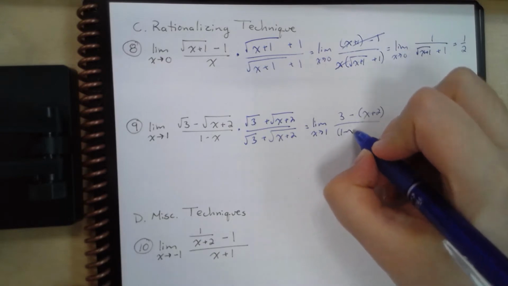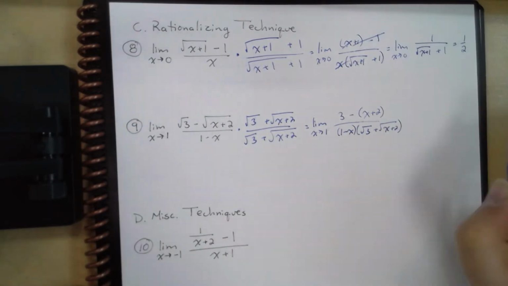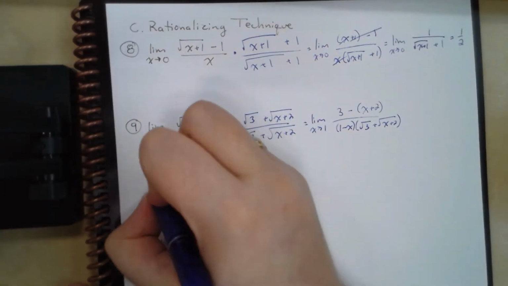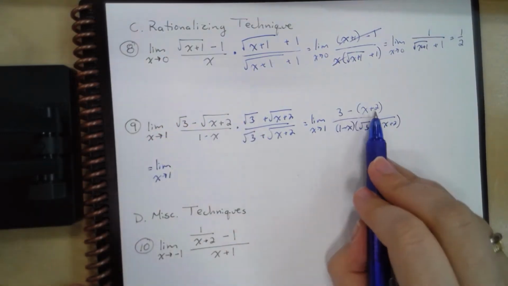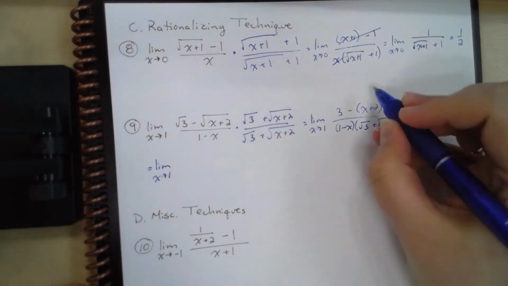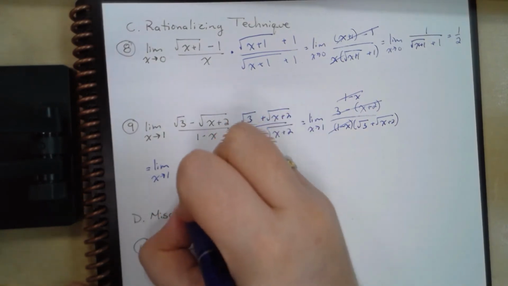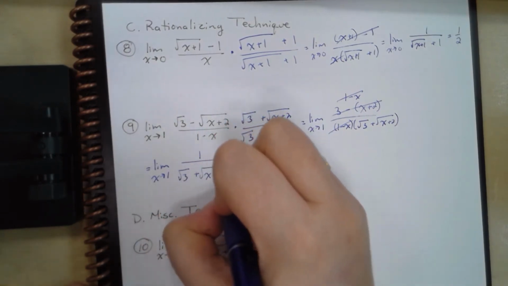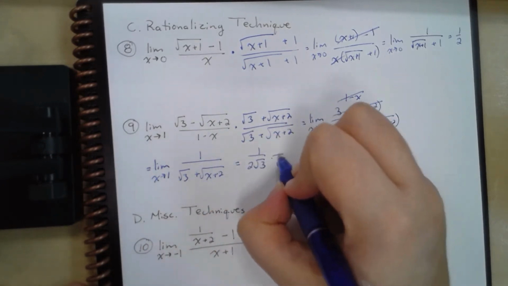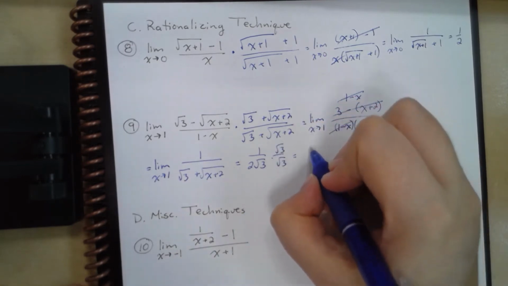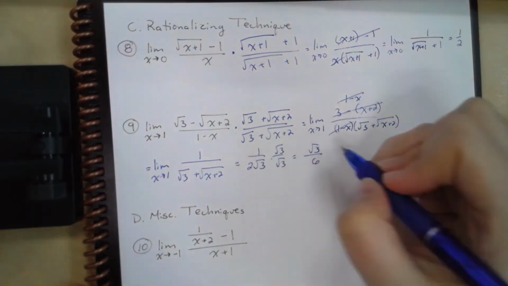And once again, I would recommend just leaving that denominator. Don't multiply anything through. So this is going to give us the limit as x approaches 1 of, what's 3 minus 2, just going to be 1. So we're going to have 1 minus x, right? Those are going to cancel out. So now we just have 1 over square root of 3 plus the square root of x plus 2. So that's going to be 1 over 2 radical 3, multiply by radical 3. So I get radical 3 over 6. All right, there's our limit.